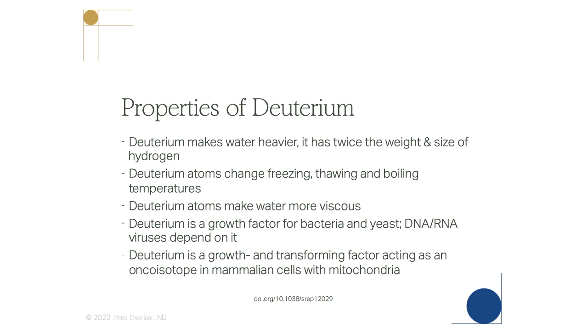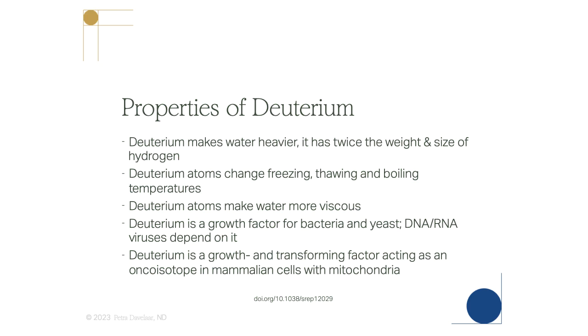Properties of deuterium alter the way a molecule behaves whenever deuterium is part of it. So deuterium makes water heavier. It is twice the weight and size of hydrogen. Deuterium atoms change the temperature that water freezes at, thaws at, and boils at. Deuterium atoms make water more viscous.